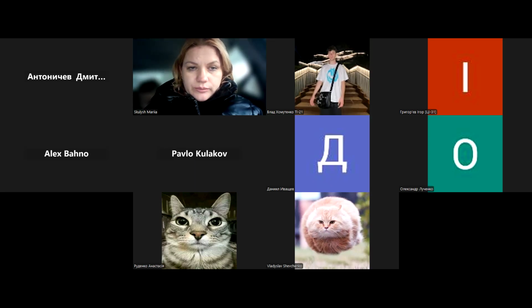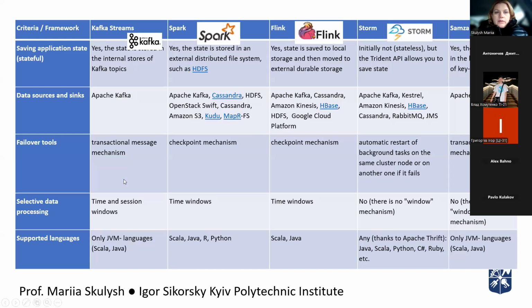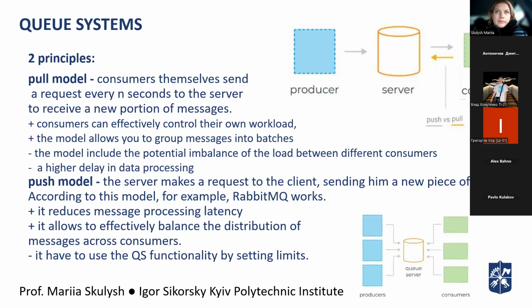So, in the previous lecture we talked about different systems, Apache systems, which are used for processing leave requests, leave data. For understanding in more detail, we talked about the principles of Apache Storm. But now we have to talk about some queuing system and how it works.